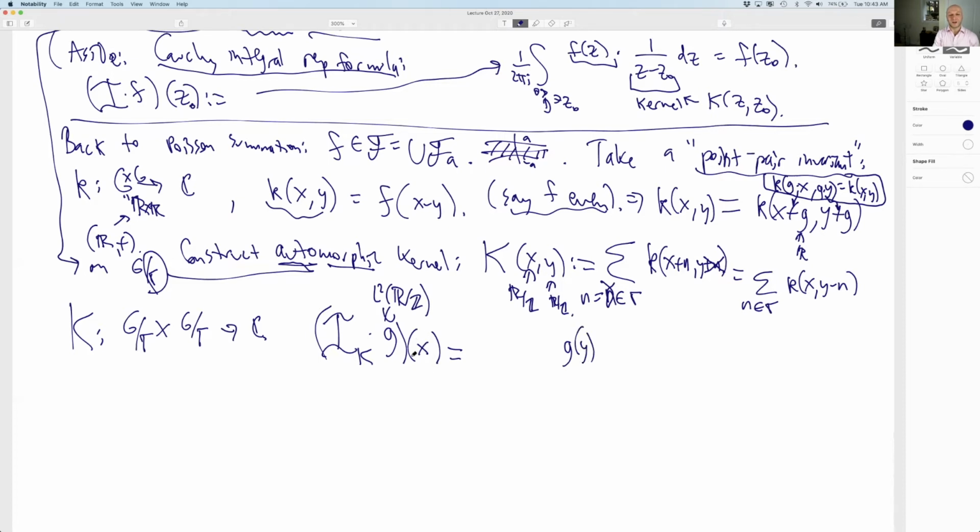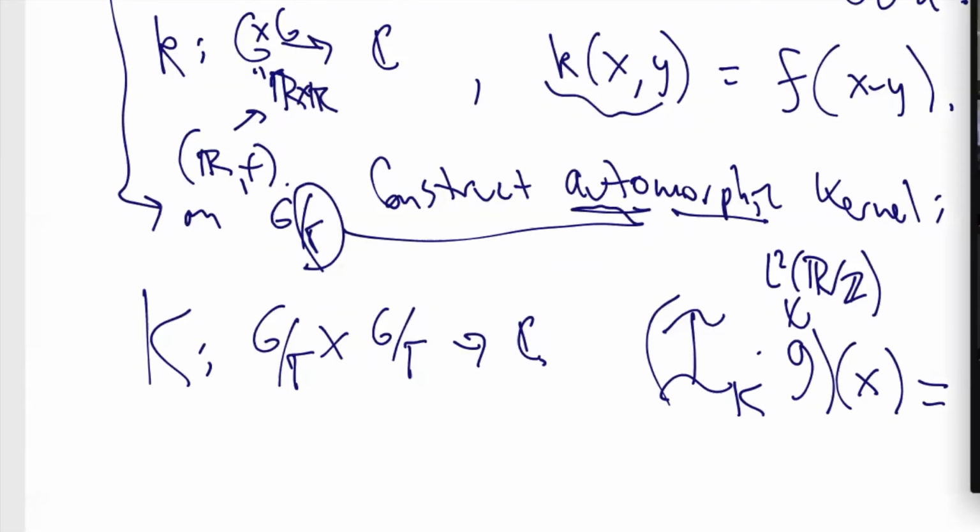Yeah. So if I evaluate, this is a new function on the circle. If I evaluate it at x, I take g of y, multiply it by my kernel k of xy, and integrate dy on G mod gamma. Does that make sense? So I take g and I average it against this automorphic kernel constructed from a point pair invariant.